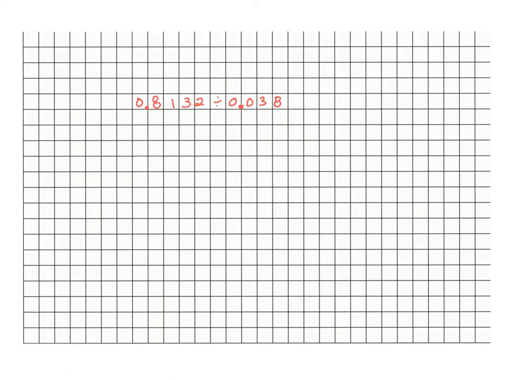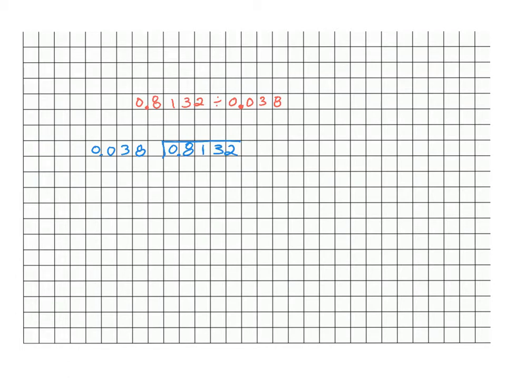Let's do one more problem. This one may be a little bit more complicated. I'm dividing by a decimal. I'm going to write this problem out the way it is, but I'm going to write it with the dividend and the quotient in this familiar algorithm mode. So I have 0.038 on the outside. And on the inside, I have 0.8132.